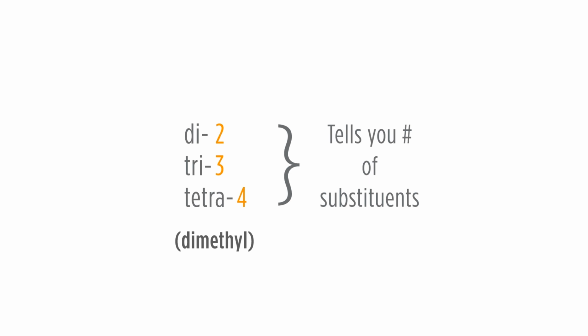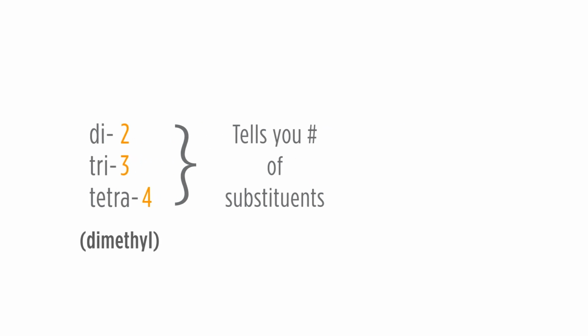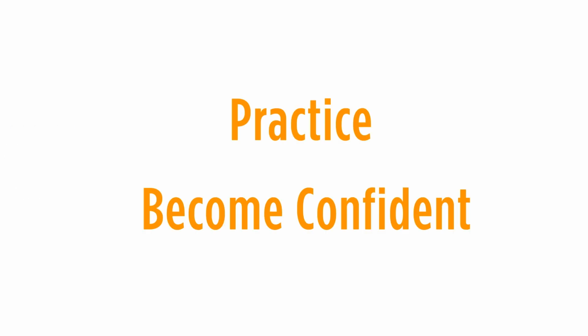There's lots of possibilities with organic nomenclature. There's millions and millions of organic molecules. But it is a straightforward system. You just have to practice at using it. Practice organic nomenclature and become confident.